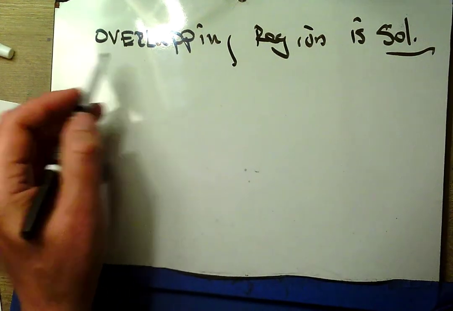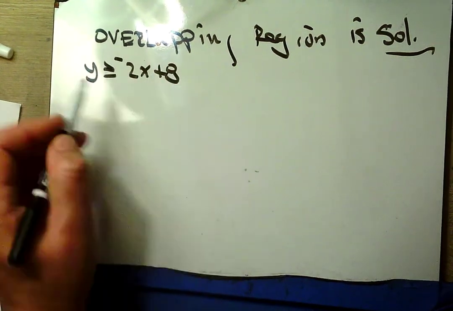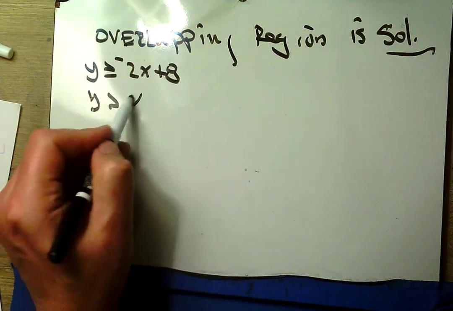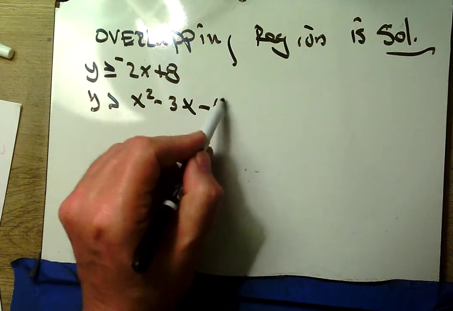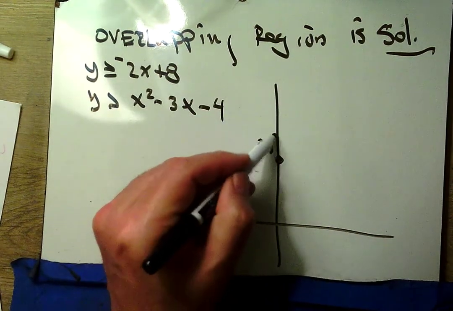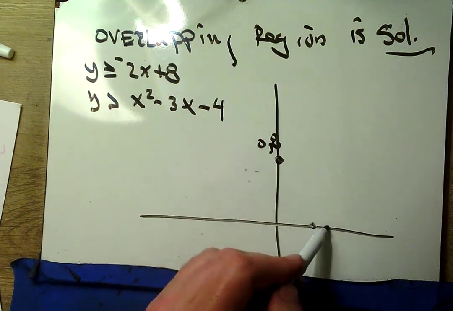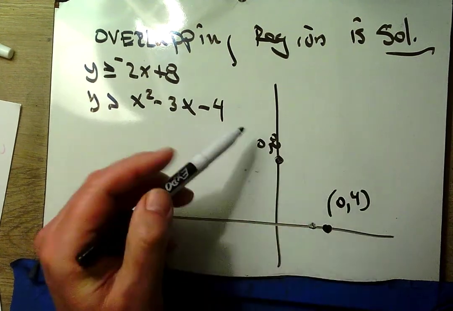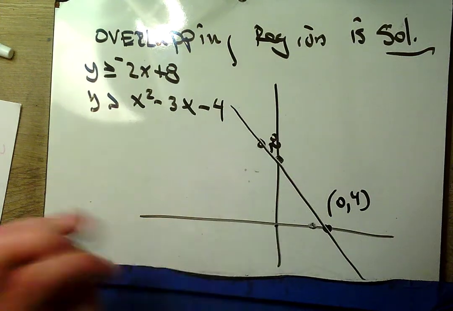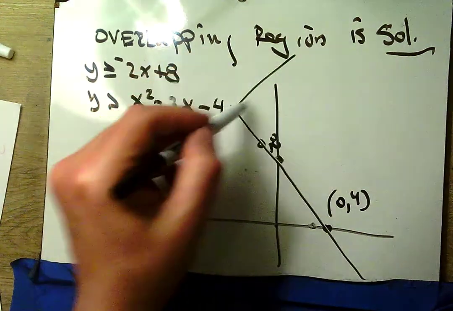Now, if I look at something like y greater than or equal to negative 2x plus 8, and y is greater than x squared minus 3x minus 4, and I graph these things, we've got 8, and we have 4. So 4, and it was a solid line. And I tested (0, 0), and I got 0 is bigger than or equal to 8, and that's not true. So I shaded over here.